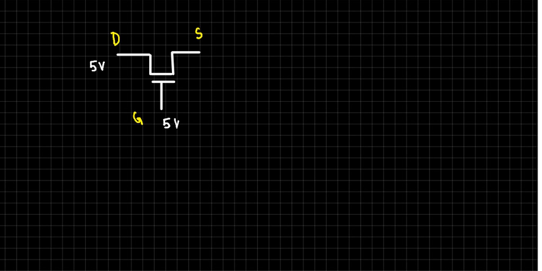Now, as I said, this acts as a switch. Okay, acts as a switch, na? If this channel is formed when VG is 5 volts, if I'm applying VD as 5 volts, I'm expecting here to be 5 volts, but it doesn't. It gives what is called 5 minus VT, somewhat less than 5 volts.